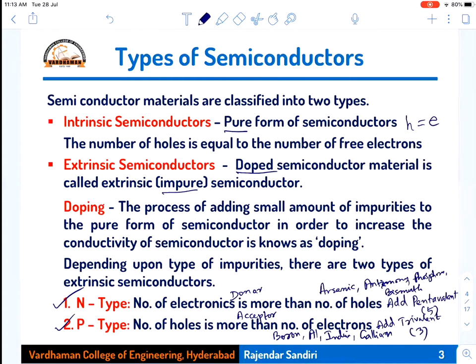By the name itself, N-type semiconductor means the number of electrons is more than the number of holes, whereas in P-type, the number of holes is greater than the number of electrons. So P-type means more holes, N-type means more electrons. N-type is obtained if you add donor impurities. Donor means excess electrons. So a pentavalent impurity has an excess electron, and that excess electron will be added to the semiconductor.